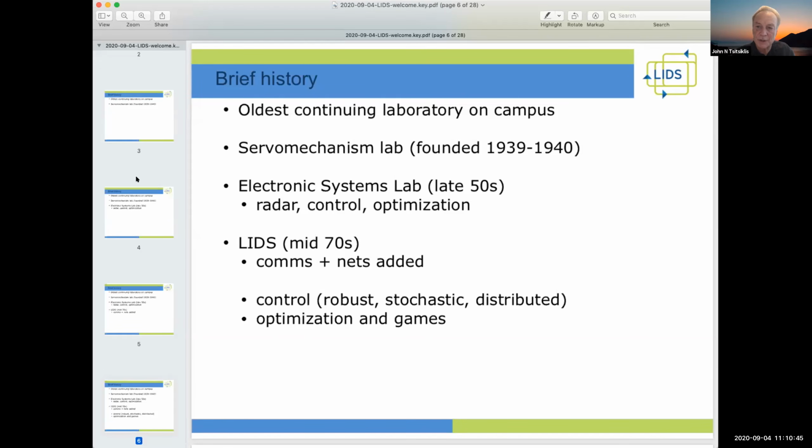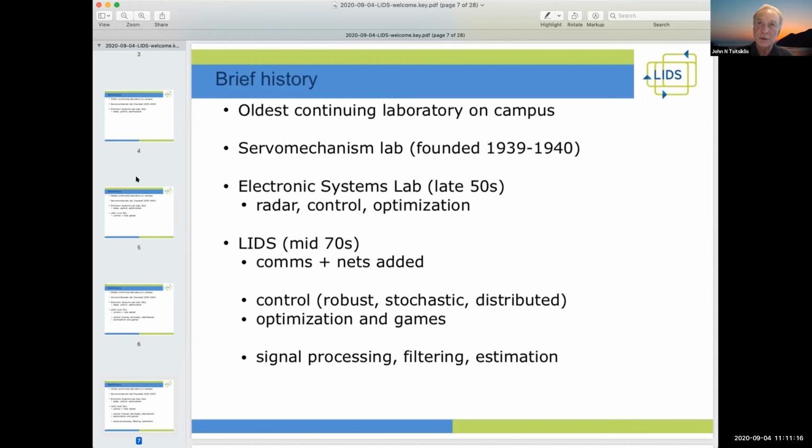LIDS played a big role in establishing the field of modern control theory and leading it from theory all the way to implementation. The field of robust control owes a lot to MIT and LIDS. And together with all those fields, of course, there was also optimization and game theory that came in. Once you start thinking about designing a system, then of course you also want to optimize it. You also want to think about adversaries, and that's how optimization and game theory came in. And at the same time, if you're controlling a system, you want to know what your system is doing. And in order to do that, you need methods from signal processing and the fields of filtering and estimation. Again, LIDS had a big presence in those fields.